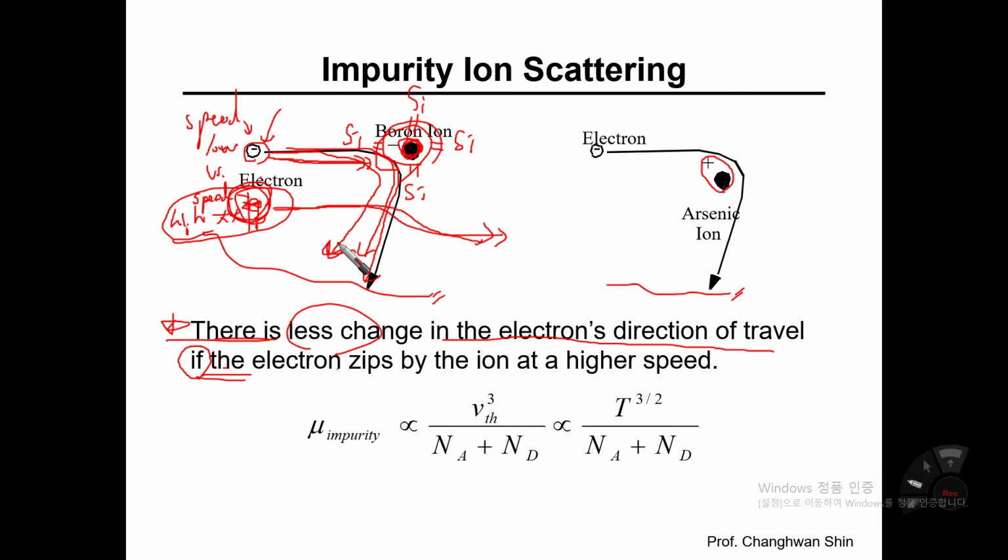Why is that? What is the main physics to explain these two different events? Well, here's the answer. It can be found in this verb: the electron zips by the ion. What is zip?